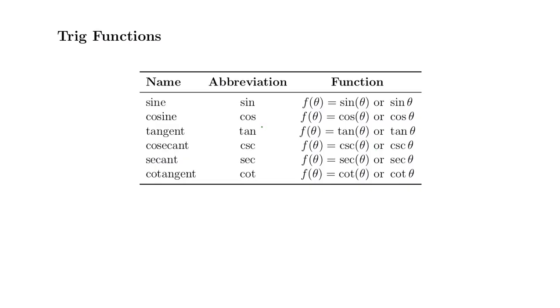So here's your introduction to some trig functions. If you've seen these, great. If not, here they are. Here's the name of these functions. Here's how we'll abbreviate them, what they'll look like, and then here's how we'll write them as functions. So we've got our sine function, S-I-N-E for sine. We'll abbreviate it S-I-N. So when you see this, we'll read that as sine.